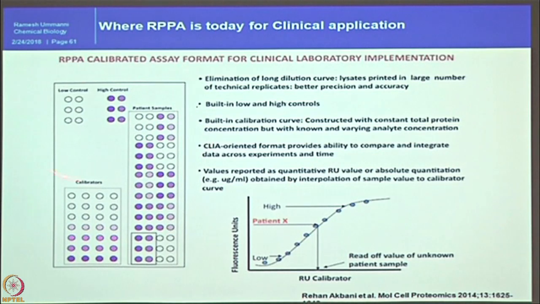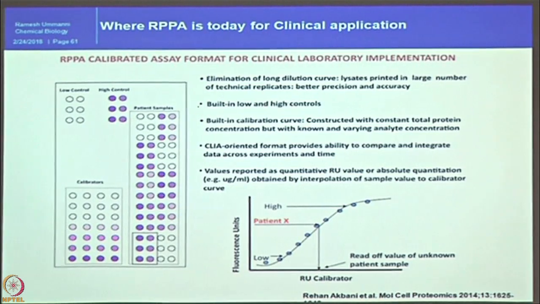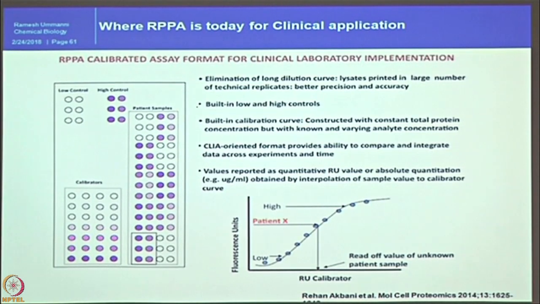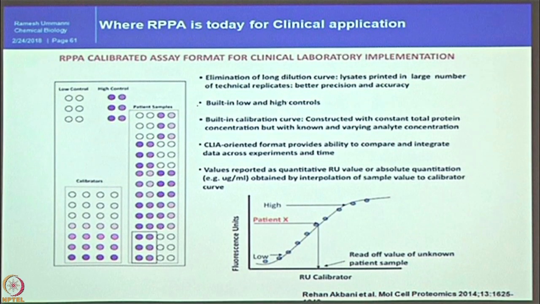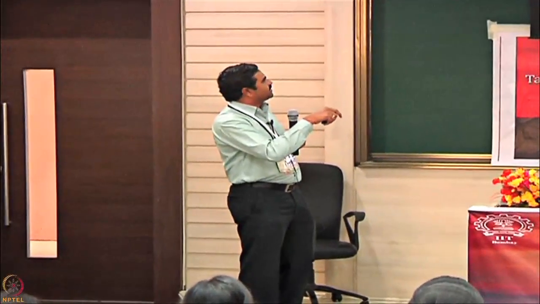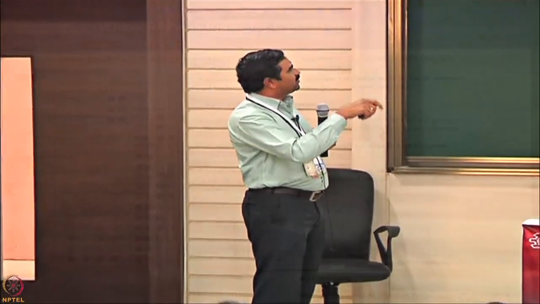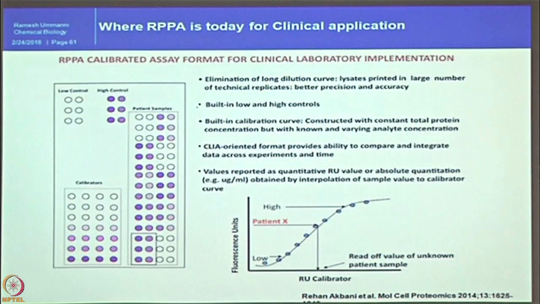Once you know the cutoff level, let's say for example blood glucose level, we know it is 80 to 120. Below 80 is hypoglycemia, above 120 is hyperglycemia. So if we know the levels, we could spot some known protein concentrations as low controls and high controls, and use them as calibrators based on concentration. We can construct a plot like this.